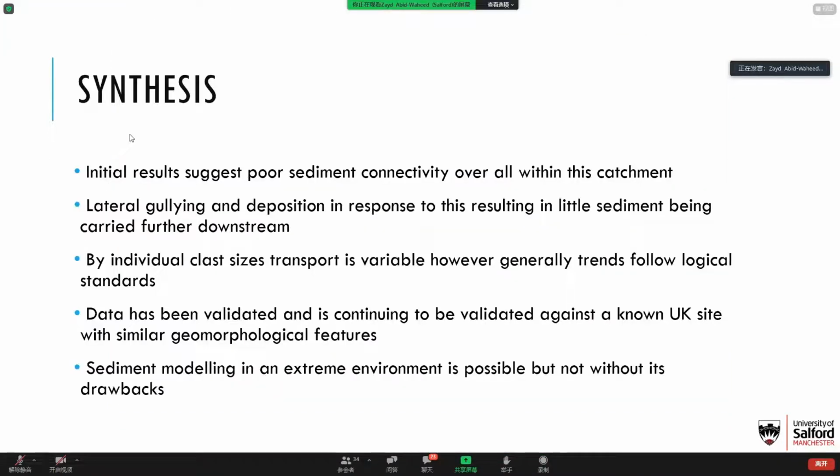So as I approach the end here, we have the synthesis of what we can understand from this. Initial results from my study suggest a very poor connectivity, which would suggest that this process that's been observed does indeed exist.